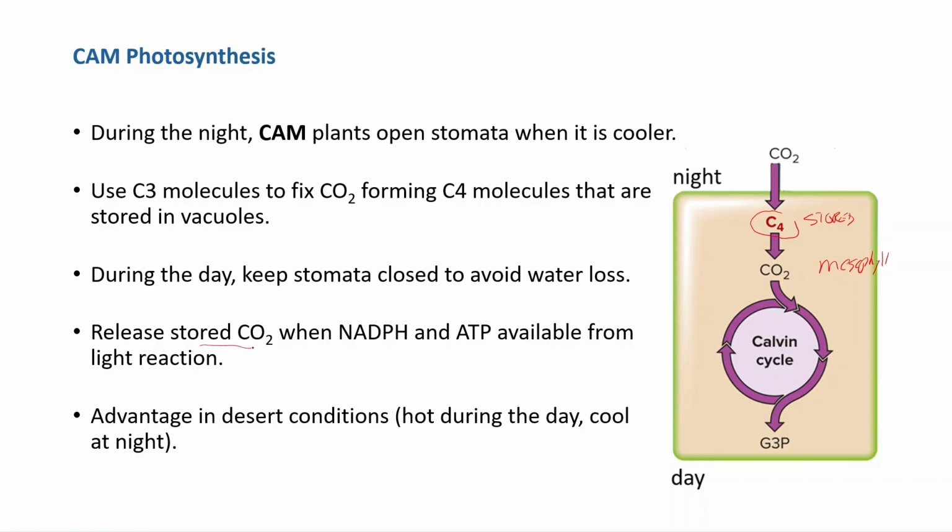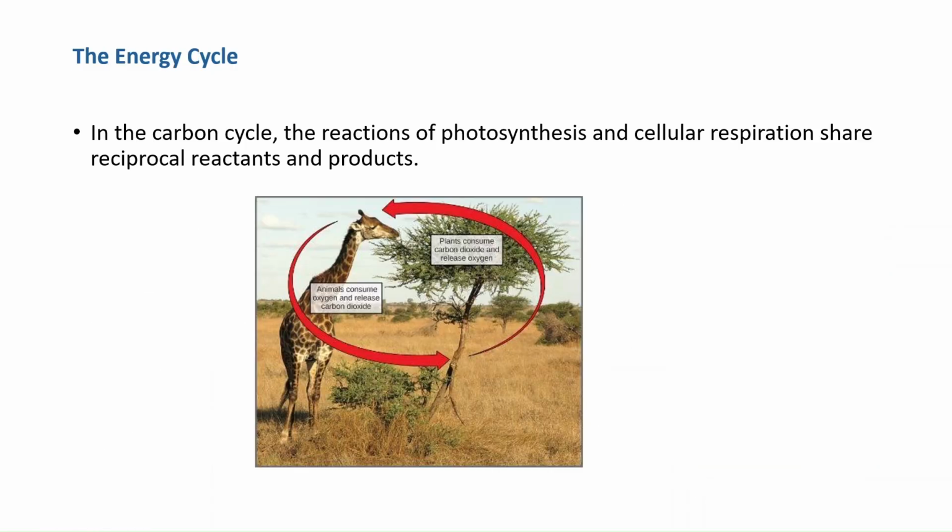When the nighttime comes, the stomata will open. It has stored carbon dioxide. It has NADPH and ATP from the light reaction. So during the day, the plant can do the Calvin cycle. There is separation between the light reactions and the Calvin cycle, but it's not a physical separation. It's only one cell. It's a temporal separation, night versus day. Either way, plants adapt to the environment.